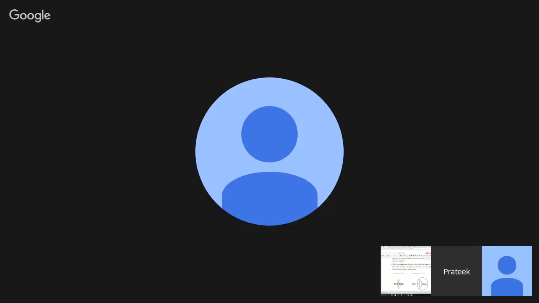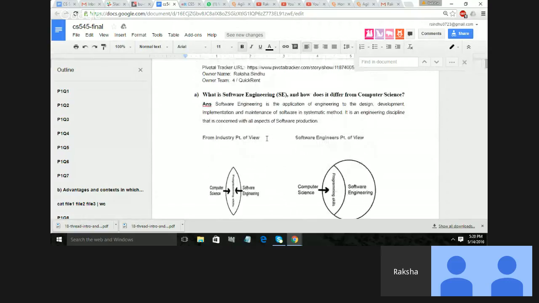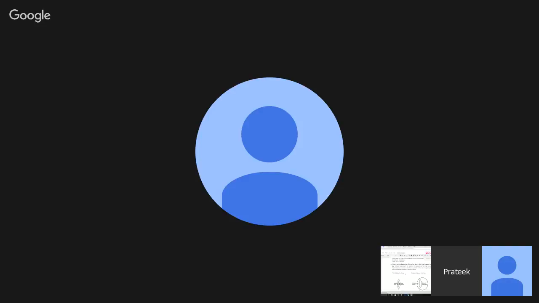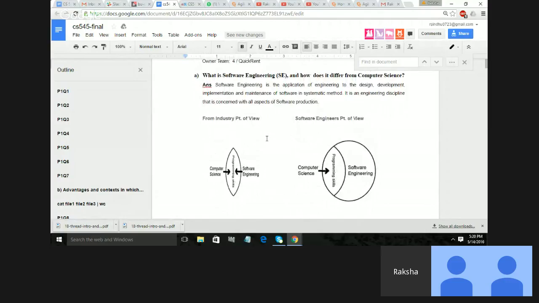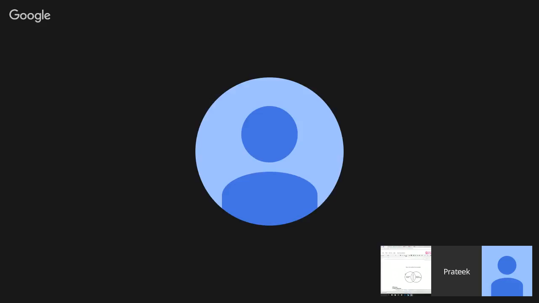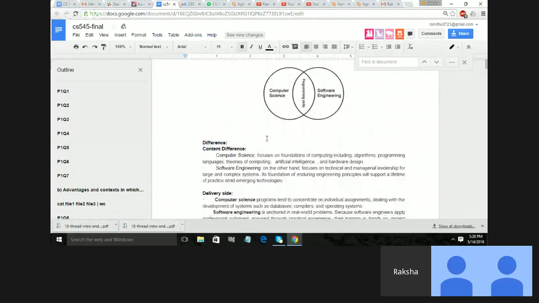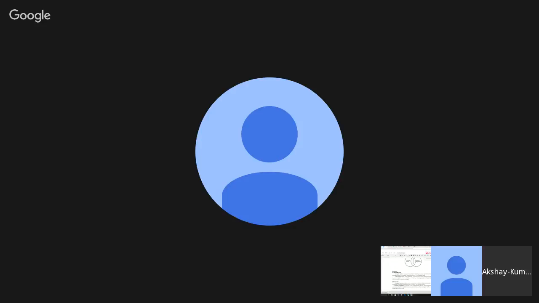I don't feel like there's any problem in this answer, part A. Okay. So, Akshay, this is: what is software engineering and how is it different from computer science? Fine. The explanation is good with the diagram. Then this is the real scenario. So these are the differences from two aspects: content difference and delivery side. Perfect.